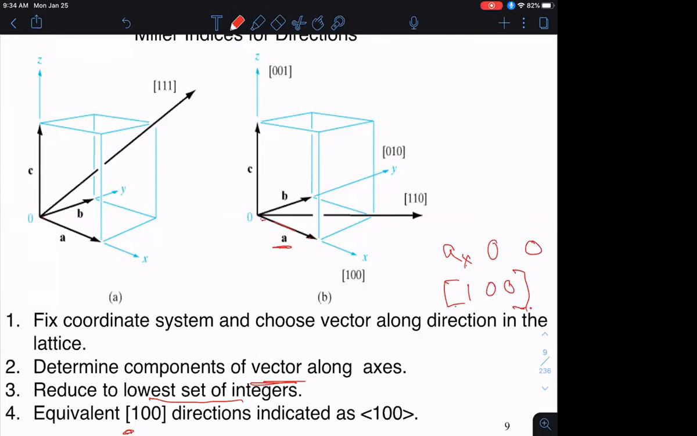Similarly, here also you can have equivalent directions. So the B direction, for example, is 0, 1, 0, but clearly that's equivalent to 1, 0, 0, because, remember that symmetry thing that we talked about? You could have rotated this cube by 90 degrees along the z-axis, and then B maps onto A, right? So for equivalent directions, the notation is to use triangular brackets like this.